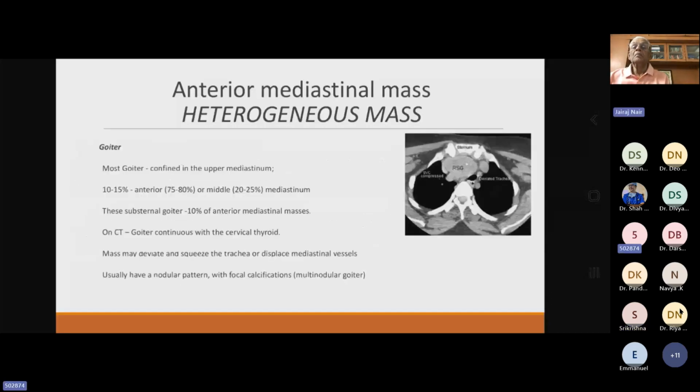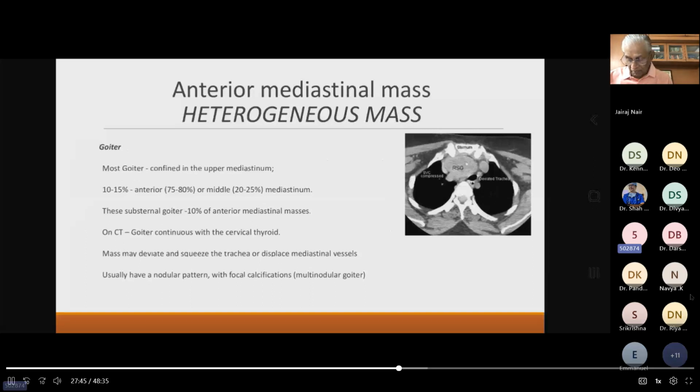Goiter: most commonly, it is confined to the upper mediastinum. 10 to 15% are located in the anterior and 20 to 25% in the middle mediastinum. These substernal goiters make up 10% of anterior mediastinal masses. On CT, goiter is seen continuous with the cervical thyroid. The mass may deviate and squeeze the trachea or displace the mediastinal vessels, and usually has a nodular pattern with focal calcifications.